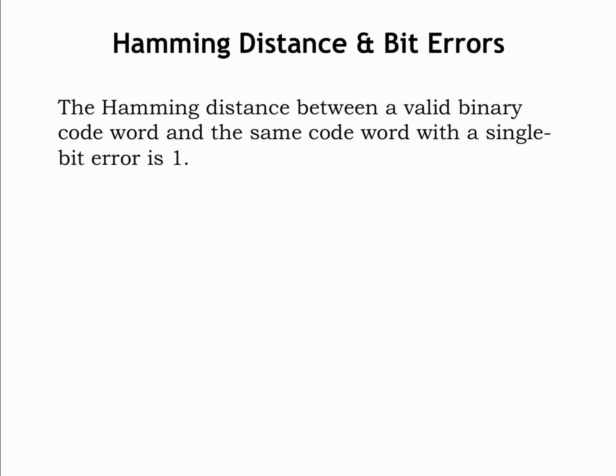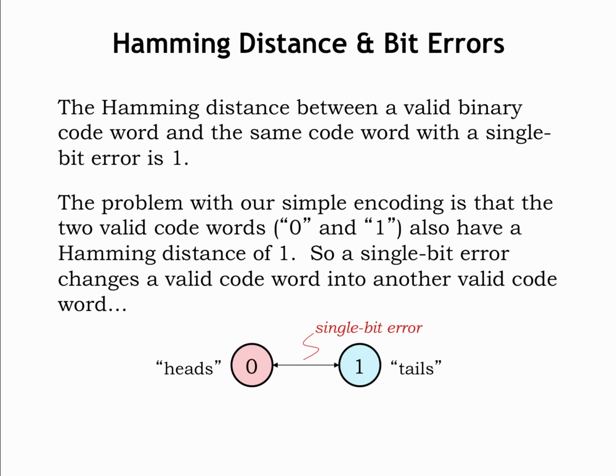How does this help us think about single-bit errors? A single-bit error changes exactly one of the bits of an encoding, so the Hamming distance between a valid binary code word and the same code word with a single-bit error is 1. The difficulty with our simple encoding is that the two valid code words, 0 and 1, also have a Hamming distance of 1, so a single-bit error changes one valid code word into another valid code word. We'll show this graphically using an arrow to indicate that two encodings differ by a single bit. In other words, that the Hamming distance between the encodings is 1.